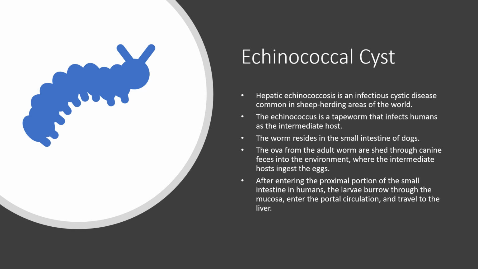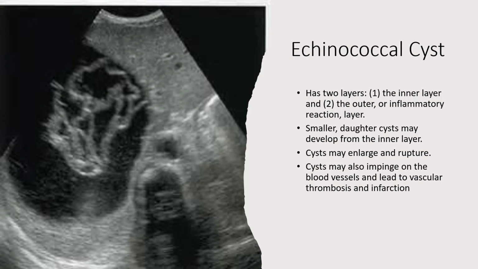So in the contaminated water, in the field, the crops, or even just through poor hand hygiene, it's going to end up in the intermediate host when we ingest the eggs. Now, after entering the proximal portion of the small intestine in humans, it burrows through the mucosa, enters the portal circulation, and travels to the liver. In the liver, it's going to form echinococcal cysts.